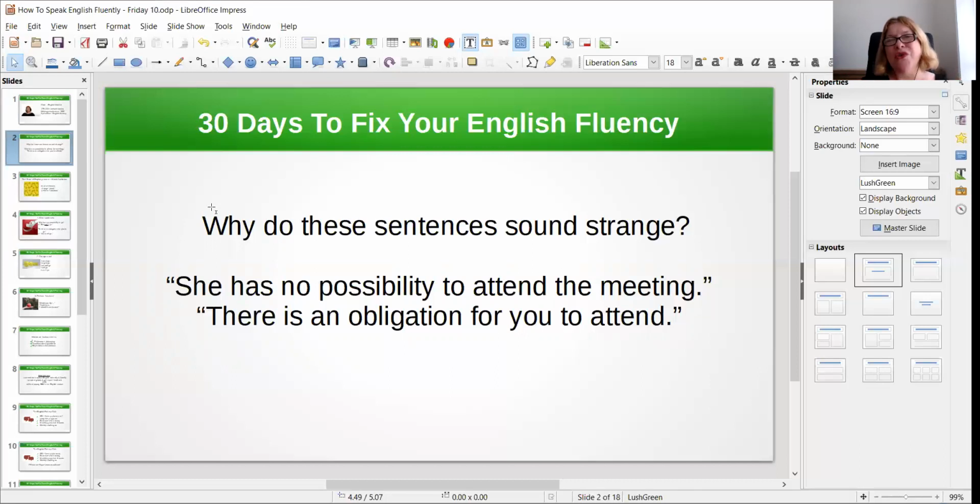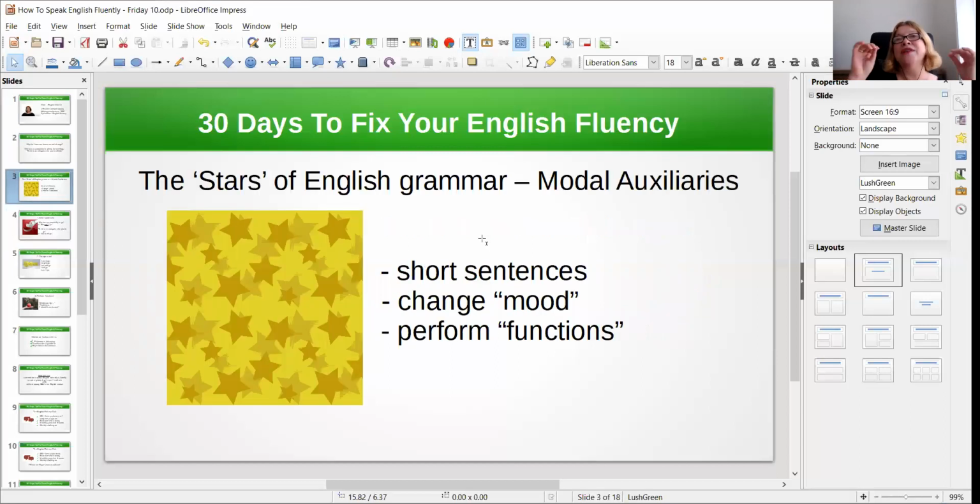So what can you do to make your English sound more natural? Well, the answer is to use modal verbs. Okay, so modal verbs, you could say, are the stars of English grammar. Modal verbs completely change your English. Okay, so there are three things that are really important about modal verbs. The first thing is that they can make sentences short, and we like short sentences. The second thing is that they can change the mood of a sentence, and I'll explain that in a minute. And the third thing they do is that they perform functions, and again, I'll explain that in a bit.